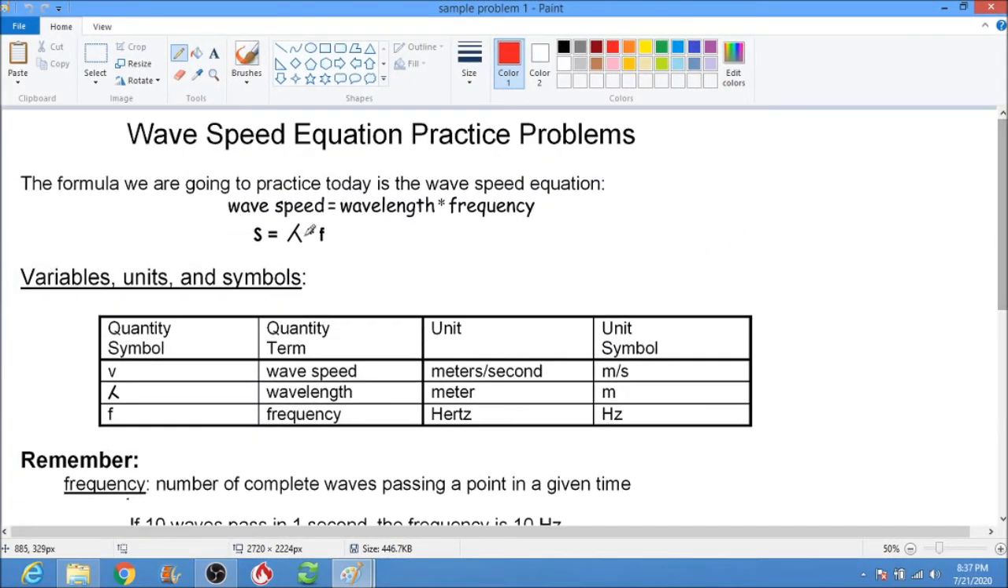We have here the topic: wave speed equation practice problems. The formula we are going to practice today is the wave speed equation. Wave speed is equal to wavelength times frequency, v = λ × f. V is the symbol for the wave speed, in meters per second. Lambda is your wavelength in meters, and f is the frequency in hertz. Take note that it is in hertz.